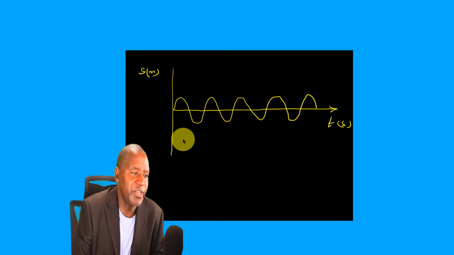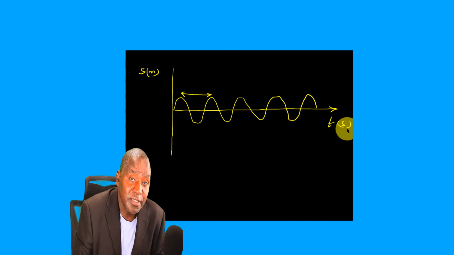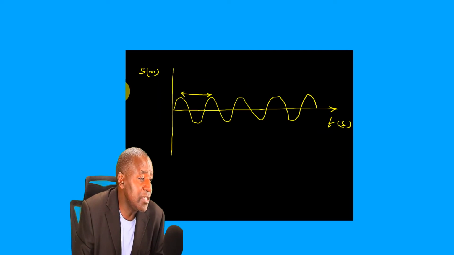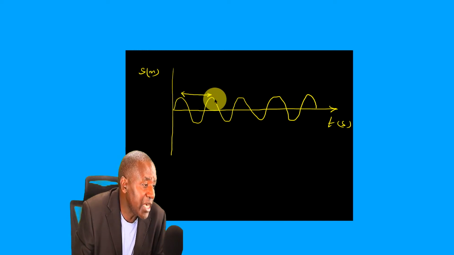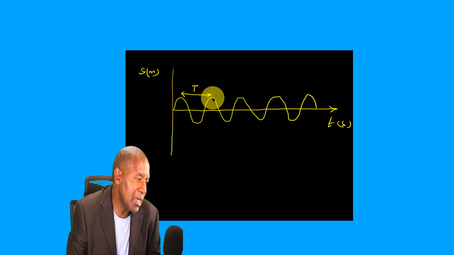You can draw a better one in your notebook. Now, this is a crest and this is the next crest. This time here, remember it's no longer distance because what I have on the x-axis is time. So it is not distance like the previous one. It is time. So this time taken by the wave to make one complete oscillation is what we are calling periodic time.